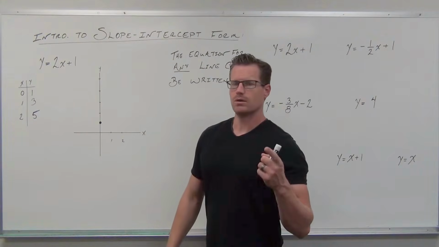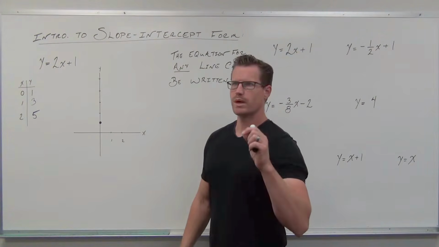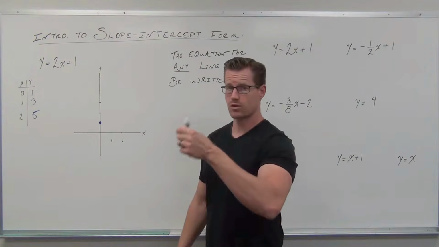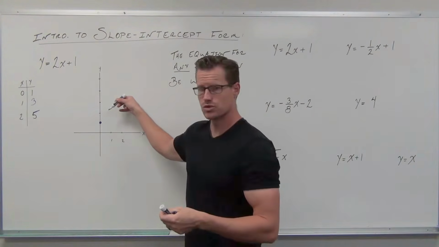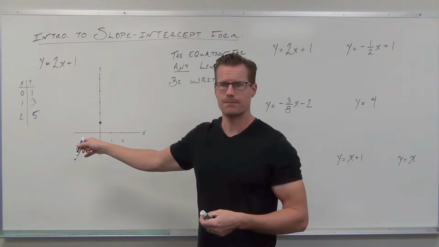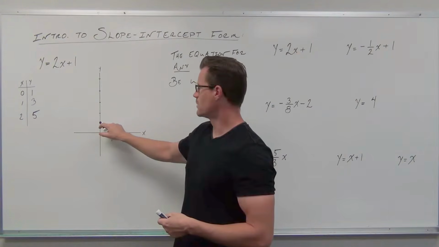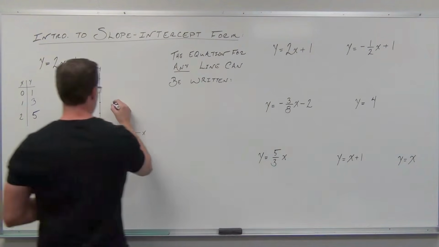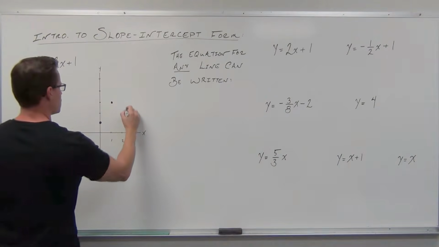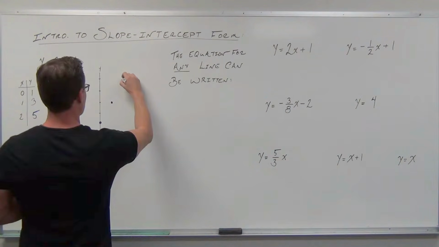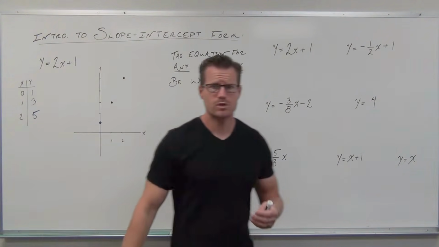0, 1, what's that called? What's that called when we have a point on the y-axis? It's a point of our graph on the y-axis. That's called your y-intercept right there. If I go 1, 3, and 2, 5, of course it makes my line.